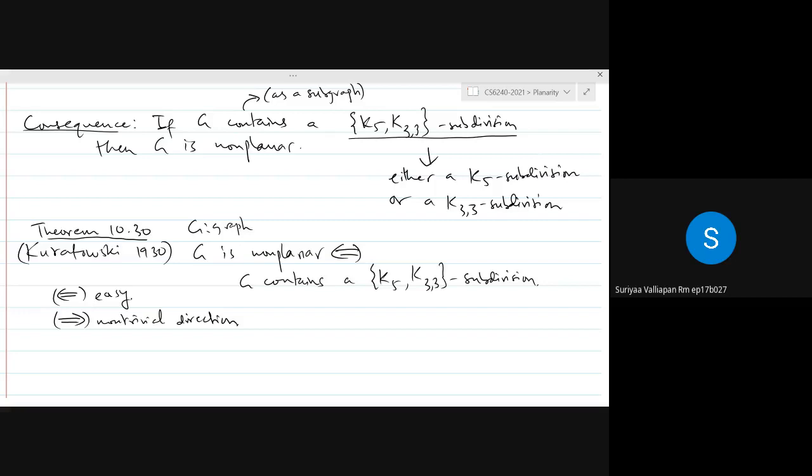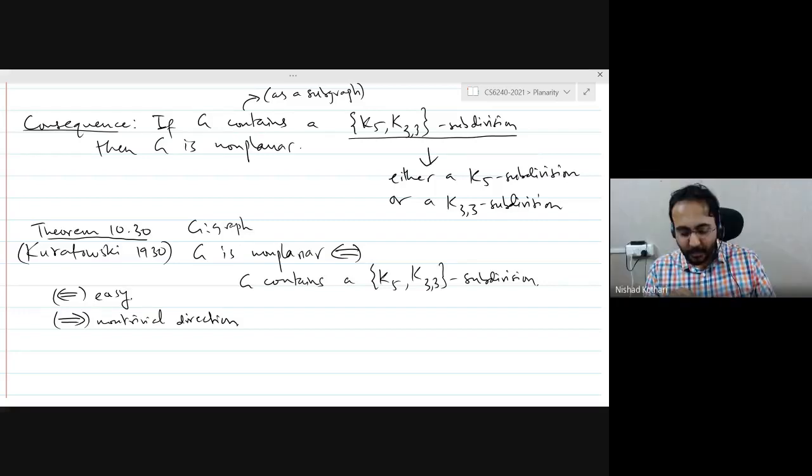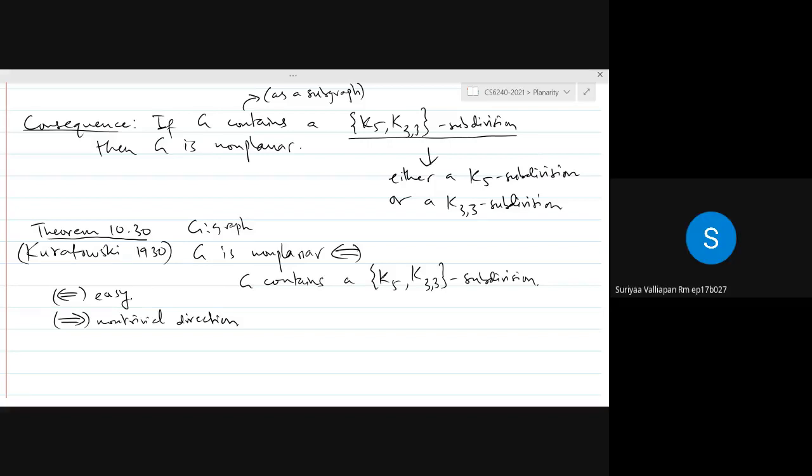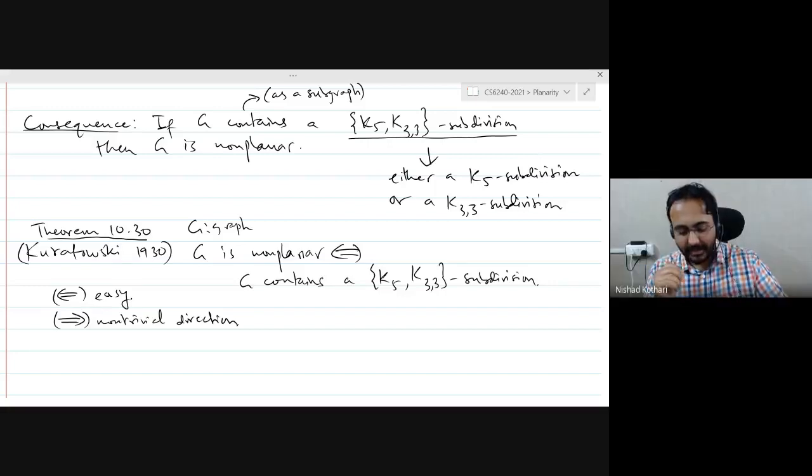It seems very non-trivial at first sight, but... Very non-trivial, for sure. Anything else? It seems like it's very useful in the sense that every non-planar graph has these subdivisions. Exactly. So it's definitely non-trivial, useful.